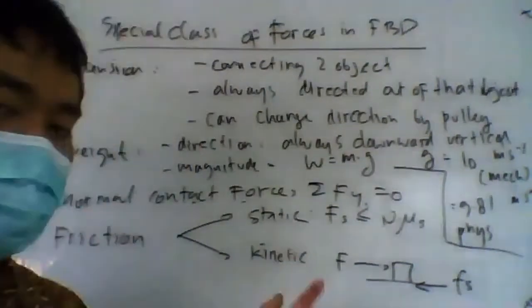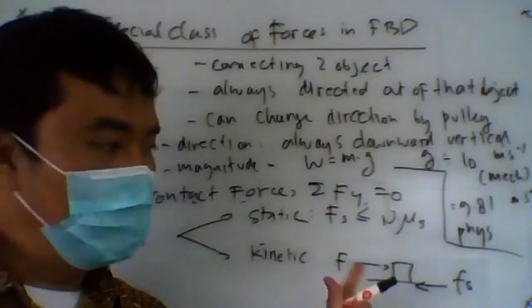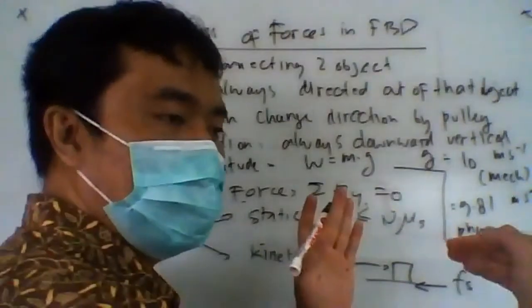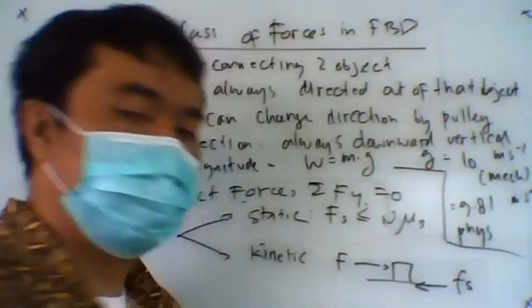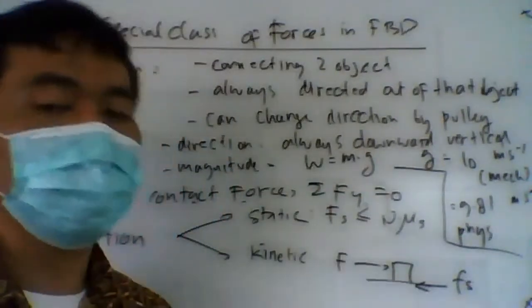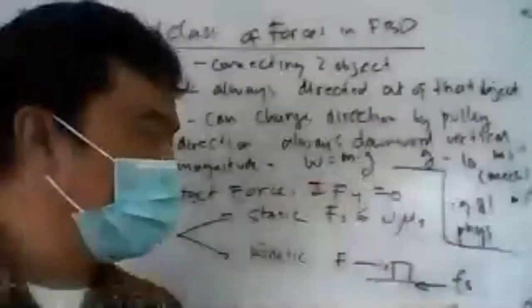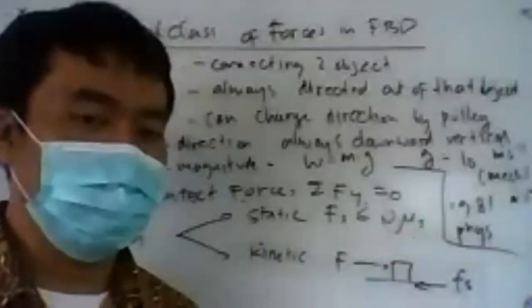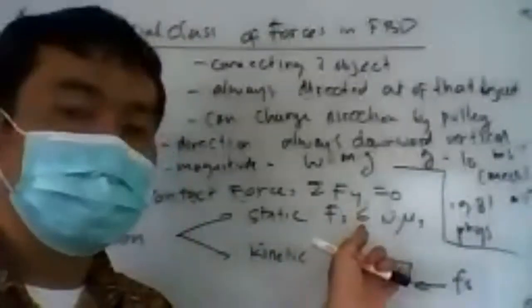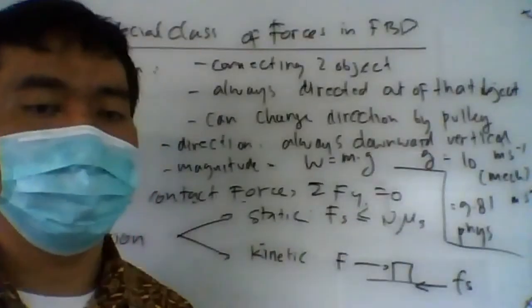So, if an object is initially not moving, if you push it, the object is going to push you back just the same, until that object is moving. You push it stronger, it's going to push you back stronger, just enough to counter you. That's why the symbol is less than or equal to.